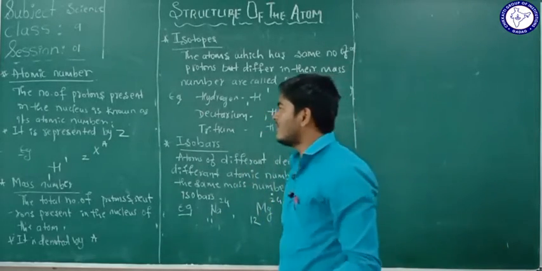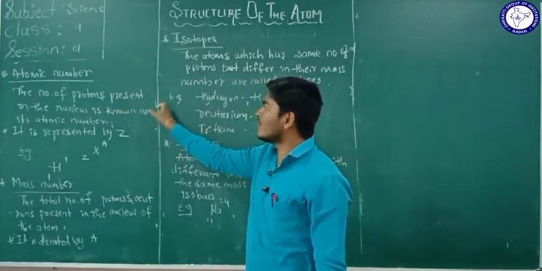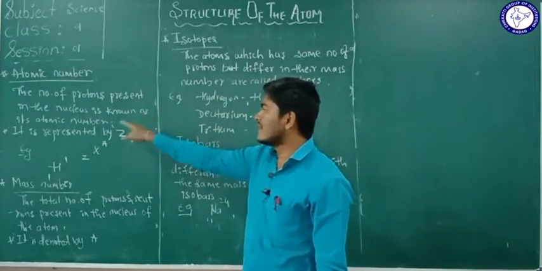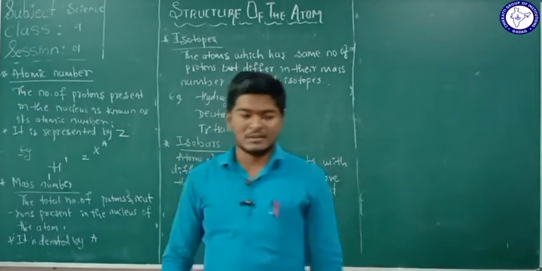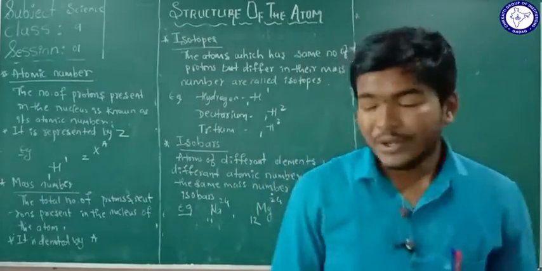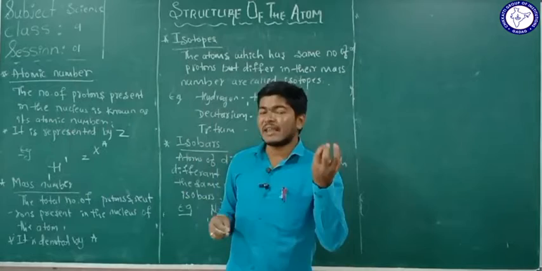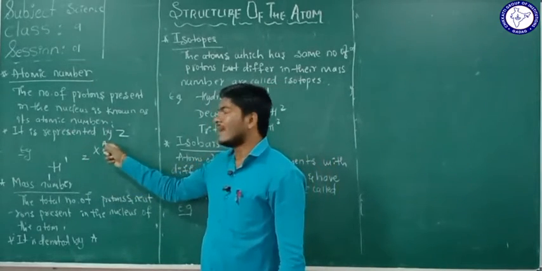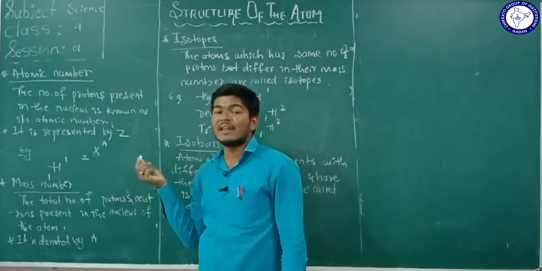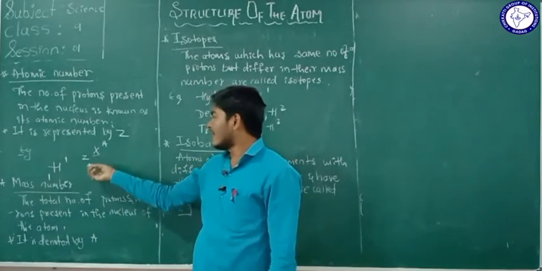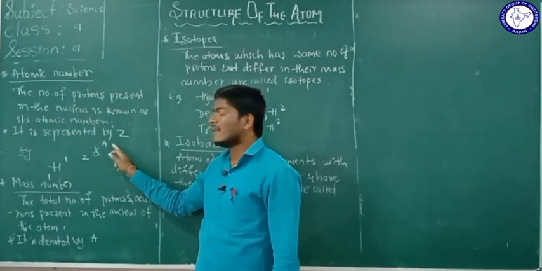So the atomic number is nothing but the number of protons present in the nucleus, and it is represented by Z. Generally we represent any element like ZXA. The X represents the symbol of that element, Z represents the atomic number, and A represents its mass number.